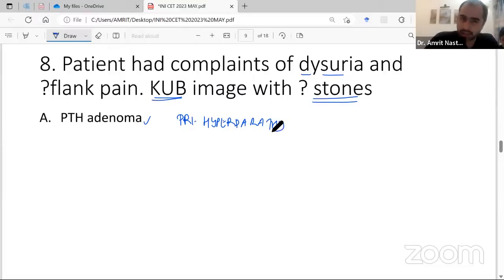Colorectal cancer, CA, yes, it's a part of the diagnostic protocol. Right? It's a part of the diagnostic protocol. Yeah, dysuria and back pain. Okay, wonderful.